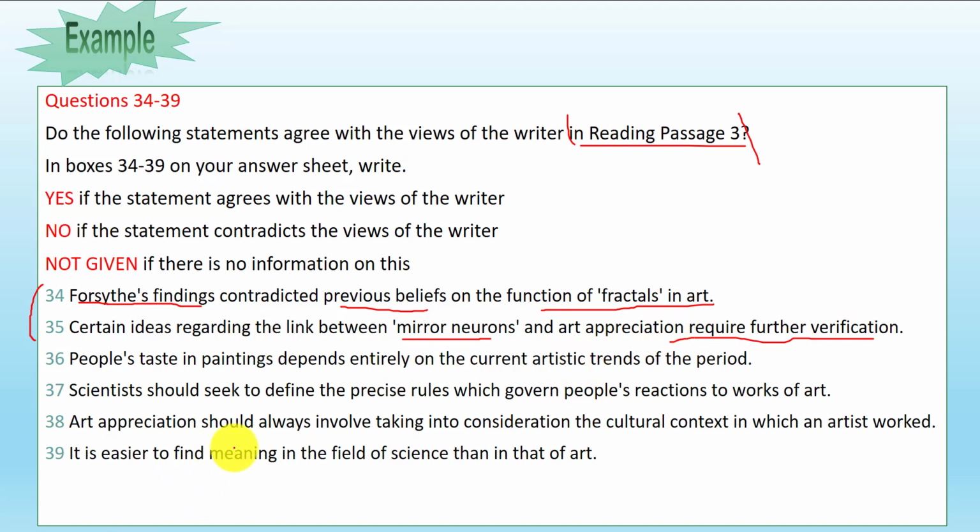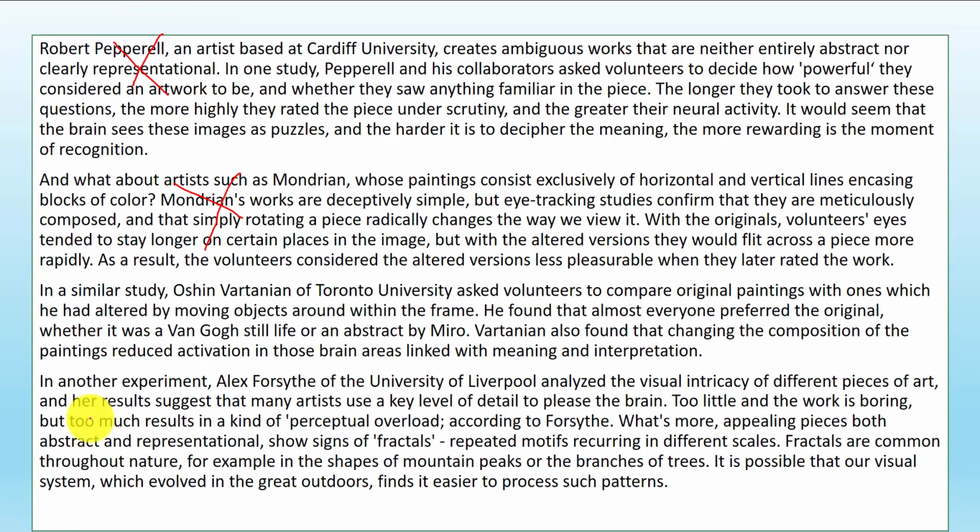Okay, now let's go to our paragraphs and search for our keywords. Let's start with this paragraph, okay? I'm going to scan and find the name of the scientist. Okay, I found it here. Now I'm going to read around it first carefully.